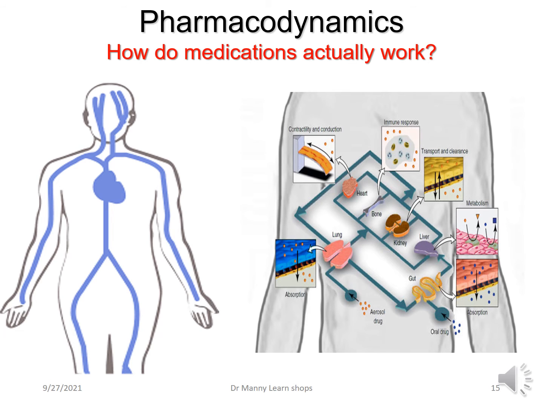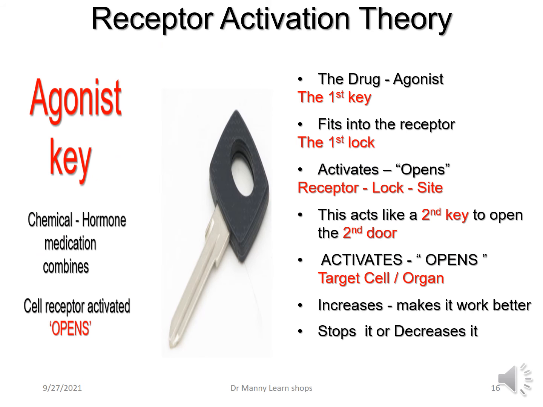When we look at pharmacodynamics, we're looking at how do medications actually work. Well, you've got a number of different theories. I've just introduced two. You've got the first one, which is receptor activation theory. And this basically means there is an agonist, a stimulus, a key, which is a chemical hormone, a medication that combines with specific cell receptors, and if they combine correctly, it opens up and allows a reaction.